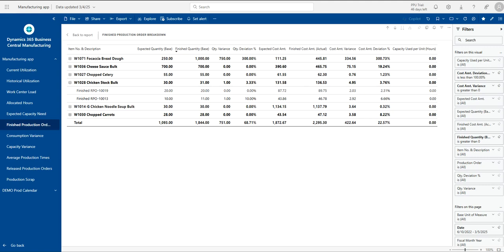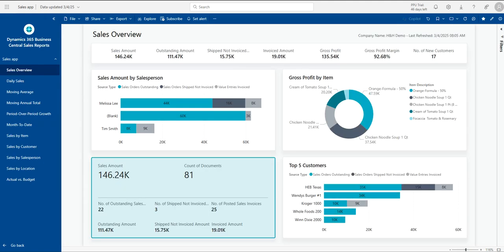Ultimately, the holy grail of this is moving into a sales overview gross profit by item report. We're looking at total sales and total profit by customer by item. Once again, as we look into this chicken noodle soup right here, we can see that we've made $21,000 of profit in this time period, which is about 16% of our total profits attributed to our chicken noodle soup.